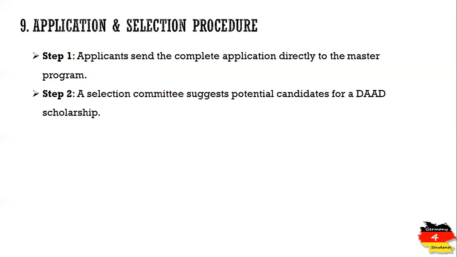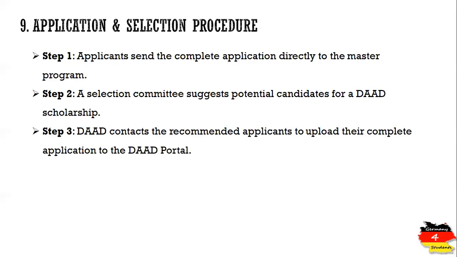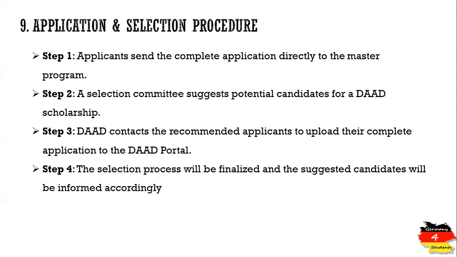Now the second step is that there is a committee at the universities, and they will identify and suggest that he or she is a potential candidate for a scholarship, and they will forward it to DAAD. Now DAAD will contact the applicant, and they will ask the applicant to upload their complete documents on the portal of DAAD. So this is the third step. And the fourth step is that the selection process will be finalized after you have uploaded all the documents that DAAD has asked you to upload on their portal. After this fourth step, the final selection will take place, and you will get a final outcome of your application, which can be acceptance or rejection.